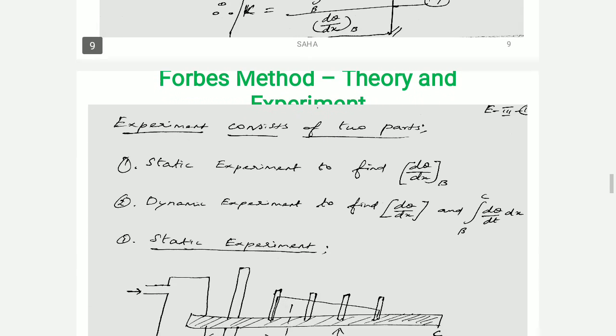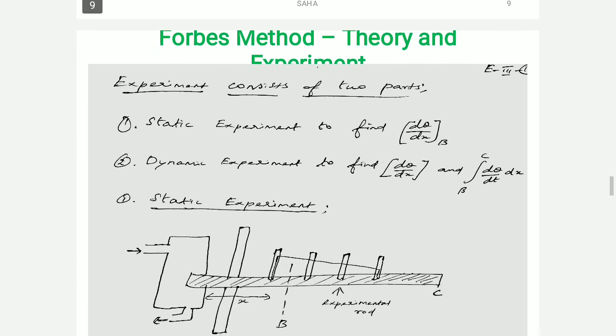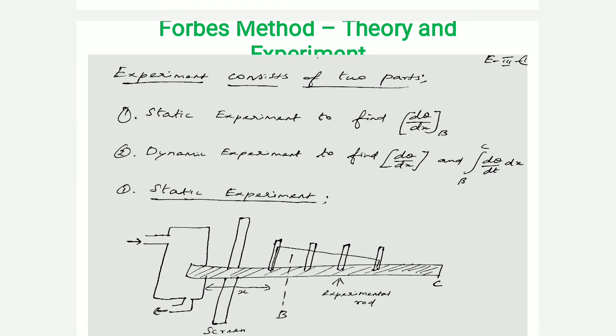So that is the theoretical part. Now we are going to see the Forbes method experiment. The experiment consists of two parts. One is a static experiment, to find d theta by dx, and the second is a dynamic experiment, to find the d theta by dt. So first we are going to see the static experiment.